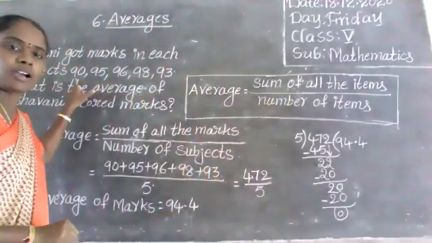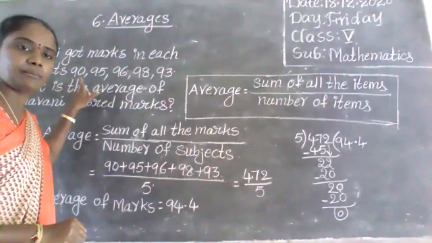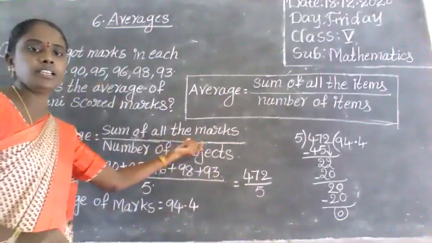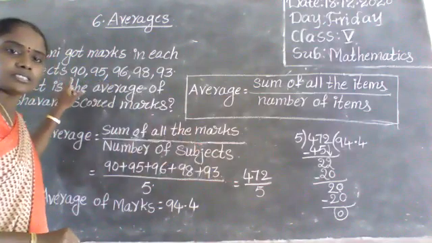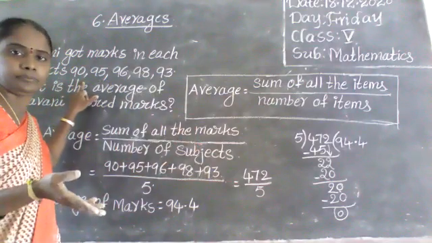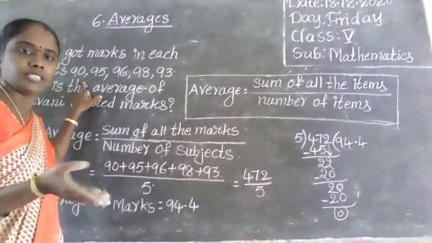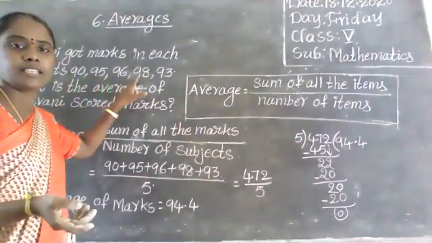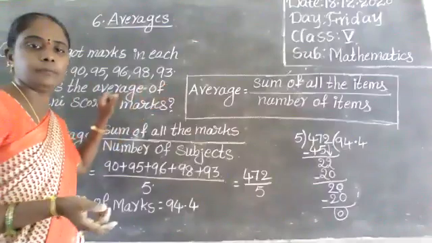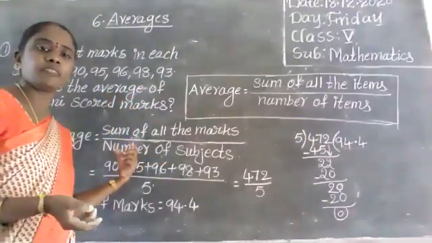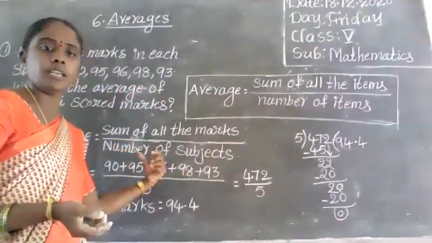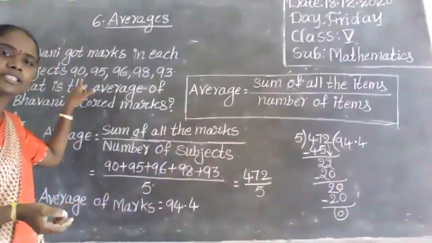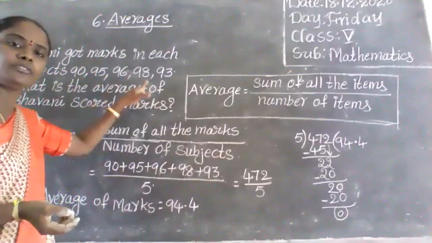Here, the sum of all the items means the sum of all the marks, because the problem is about marks. Sum means total, add the numbers: 90 plus 95 plus 96 plus 98 plus 93. Number of subjects or number of numbers or number of items: how many numbers are there here? 1, 2, 3, 4, 5.